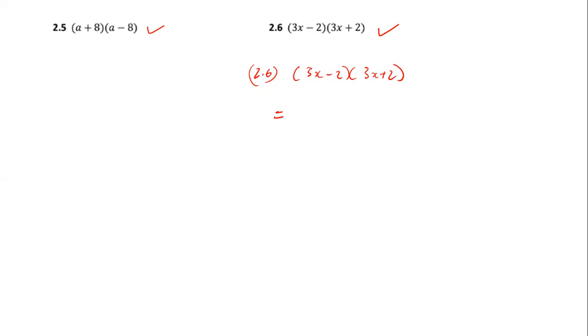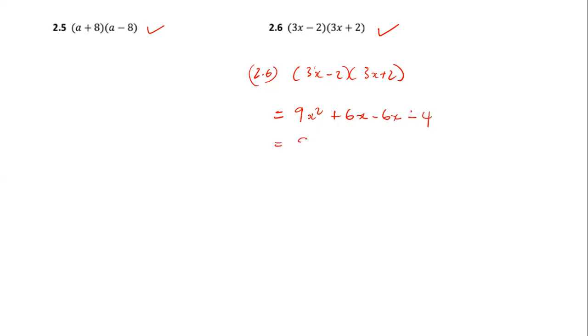So 3x multiplied by 3x, 3 multiplied by 3, it will be 9. And then x multiplied by x, it will be x squared. So that means 3x multiplied by 3x will be 9x squared. And then 3x multiplied by positive 2, we start by multiplying by numbers. It's going to be 6, 3 by 2, and then x. So that means 3x multiplied by 2 we're going to get 6x. Now we move to negative 2. Negative 2 multiplied by 3x, 3 multiplied by 2 is going to be negative 6x. And therefore negative 2 multiplied by positive 2, it will give us negative 4.